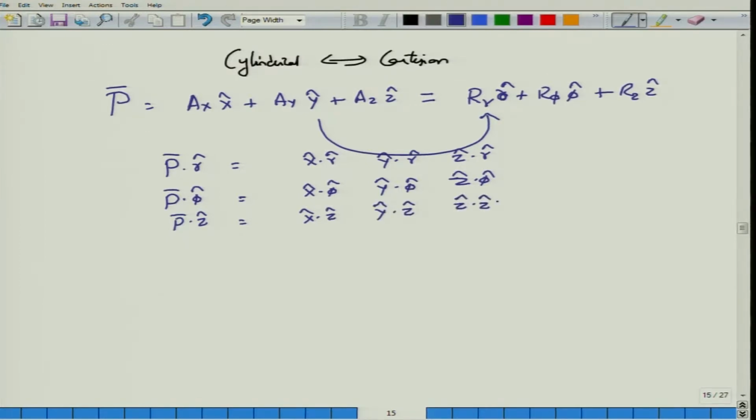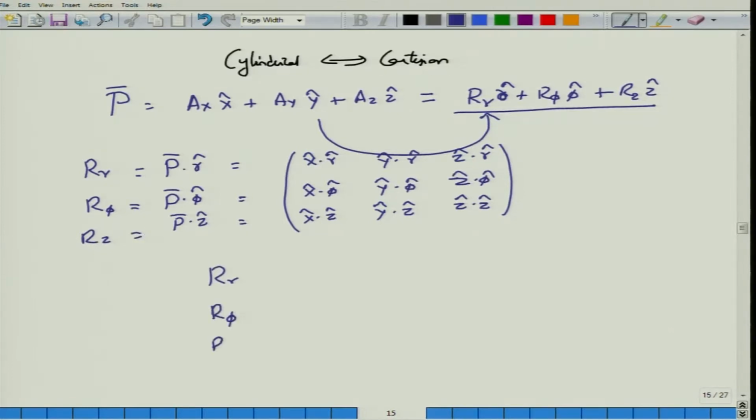Okay. So, once I find this particular matrix, if you can imagine, what is this p dot r vector? If you go back to the equation which is expressing the cylindrical coordinate system, this will be equal to r, this would be equal to r phi, this would be equal to rz. So, what you have is a vector whose components are r, phi and z, which you can arrange in the form of a column vector.